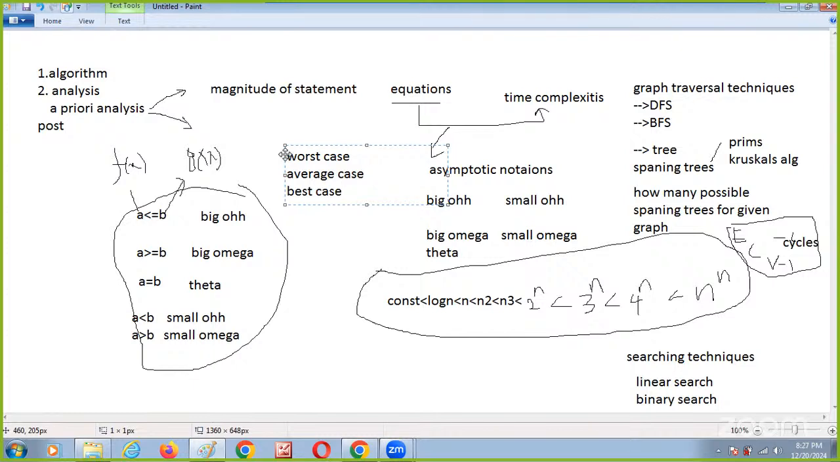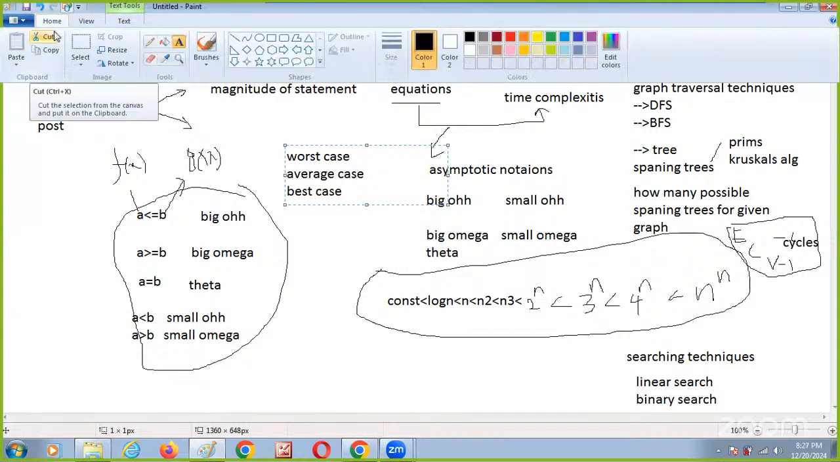So this is the beauty of this subject. We are not only solving the problems, we are analyzing the problems based on the time complexities. This time complexity analysis is based on a priori analysis. So that's why we are thinking about this.